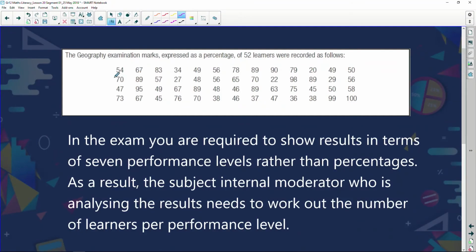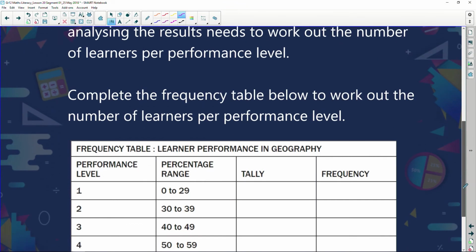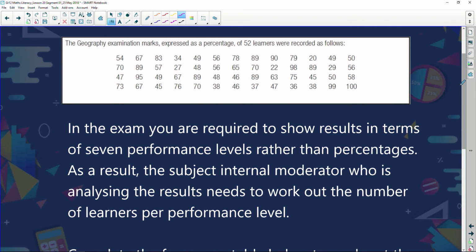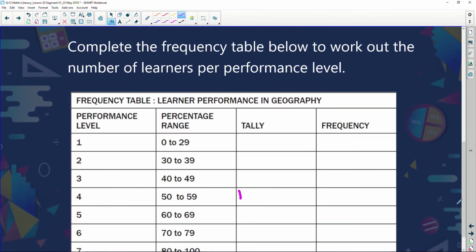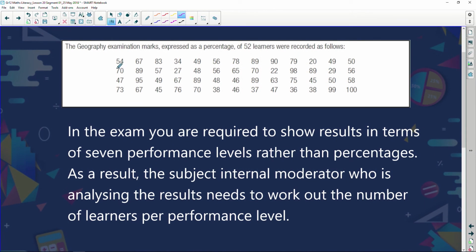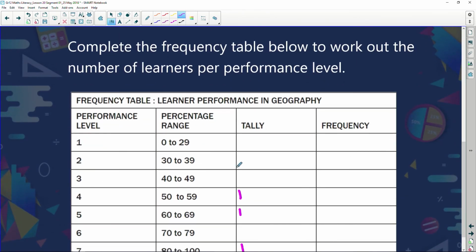We have a 54, and 54 we know fits into the 50s. So I'm going to say there's 1. Then I'm going to do this. We've got 67, 83, a 67, and a 83. Then we've got a 34, 49, 50. So we got in the 30s, 40s, 50s. The 30s, the 40s, and the 50s. I'm just putting little strokes down to represent every one that I have.